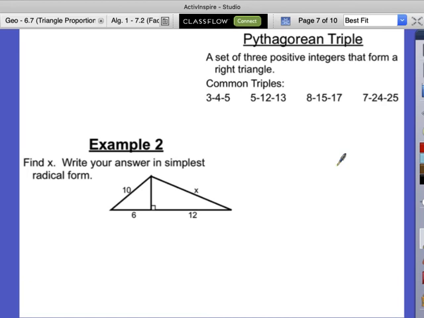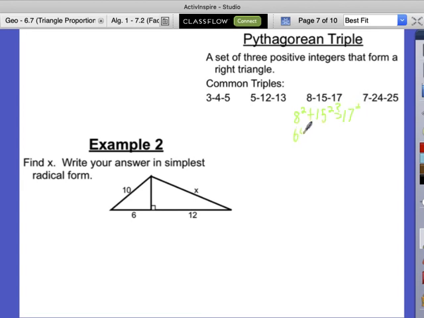Now, in 3, 4, 5, which one of those would be the hypotenuse? 5 is the biggest. In 5, 12, 13, which one would be? 13. And in 8, 15, 17, it's 17. Let's check 8, 15, 17 real quick to make sure it actually works. 8 squared plus 15 squared. Does it actually equal 17 squared like it should if this works?